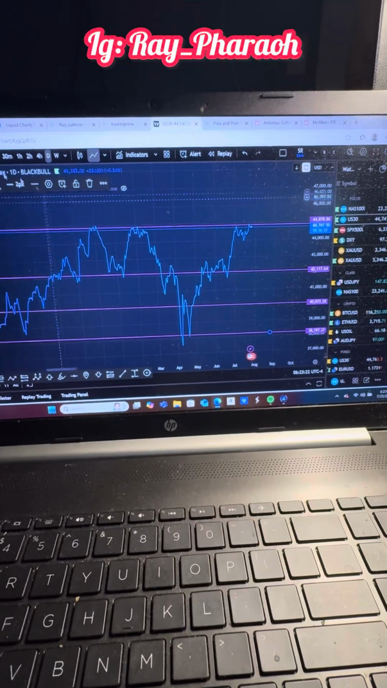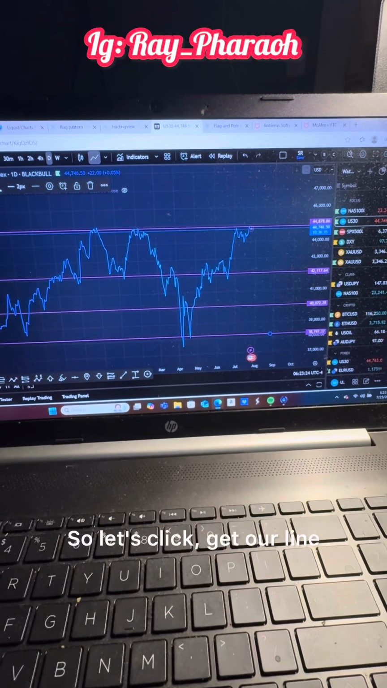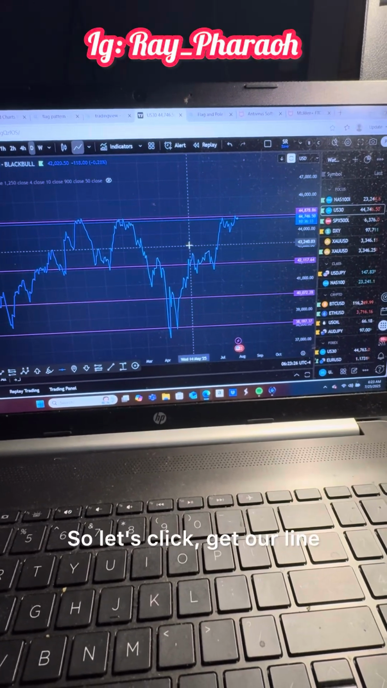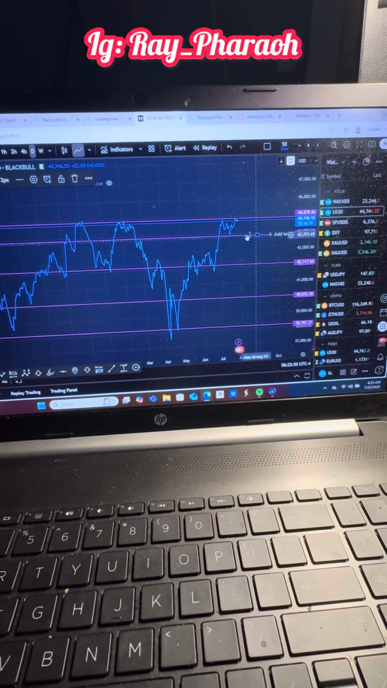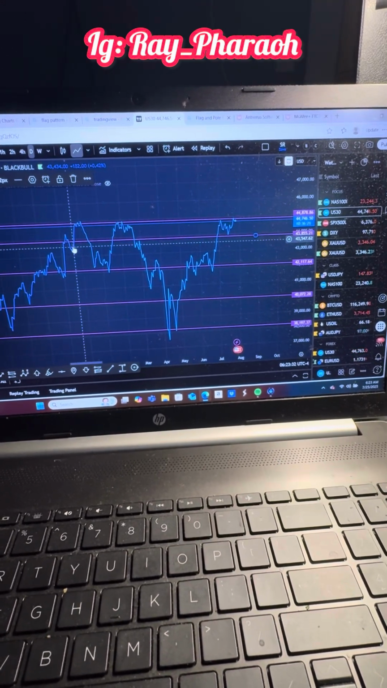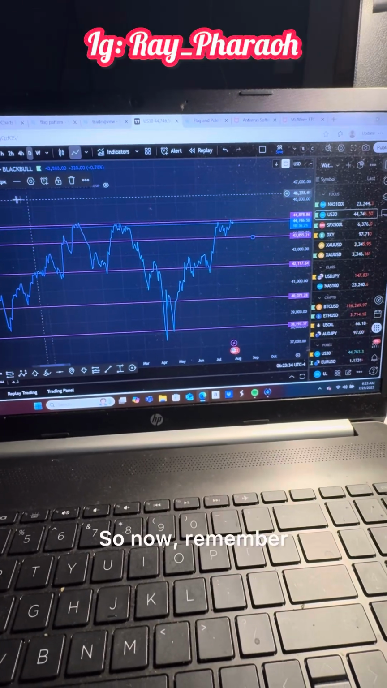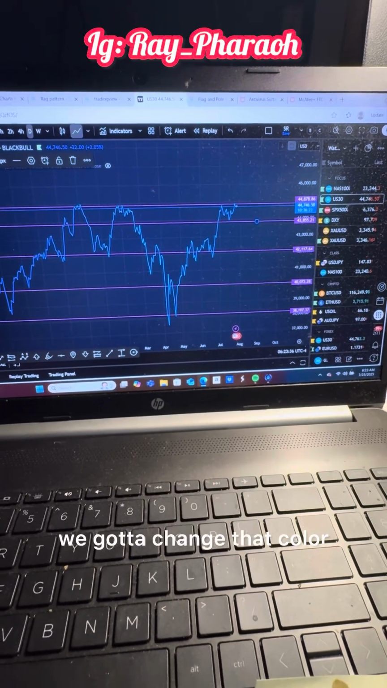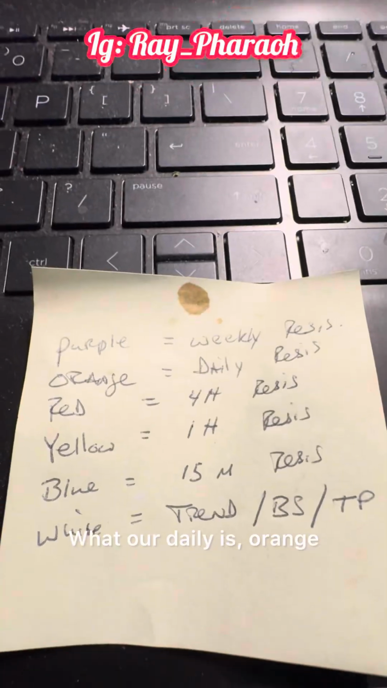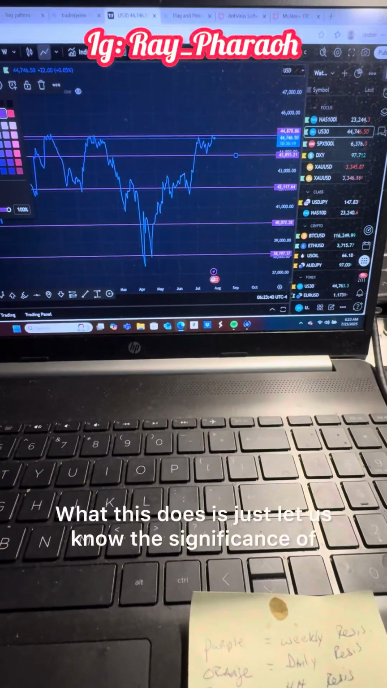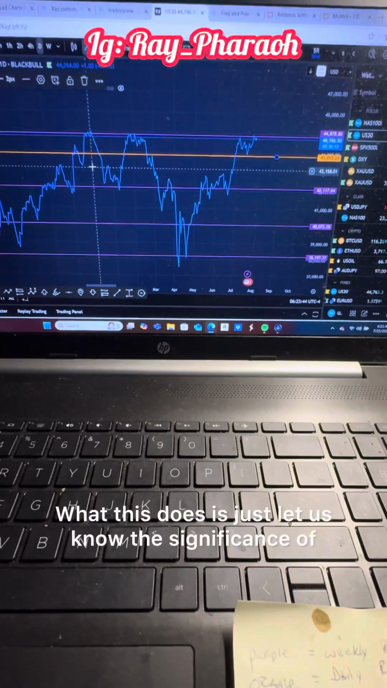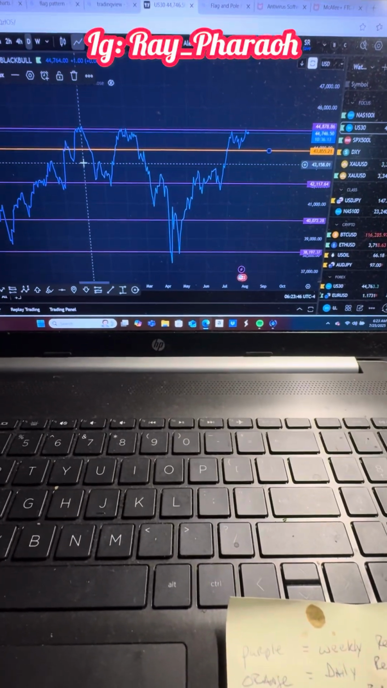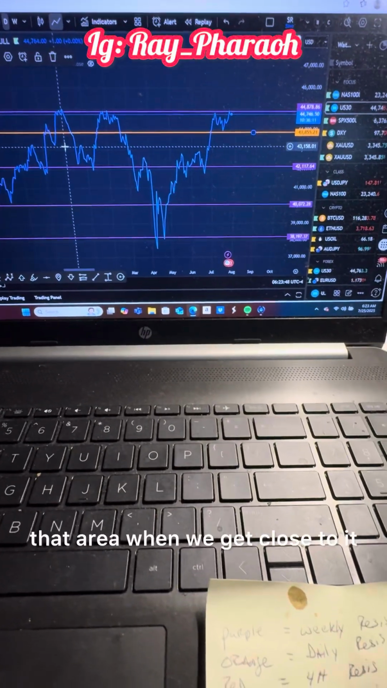We're on the daily now. So let's click, get our line. Now let's find it. This area is good. Look, we got touches here, then we got another. So now, remember, we gotta change that color. What's our daily? Orange. What this does is just let us know the significance of that area when we get close to it.